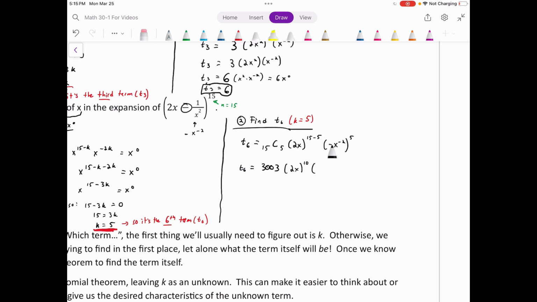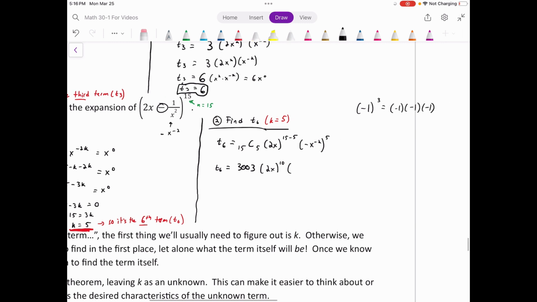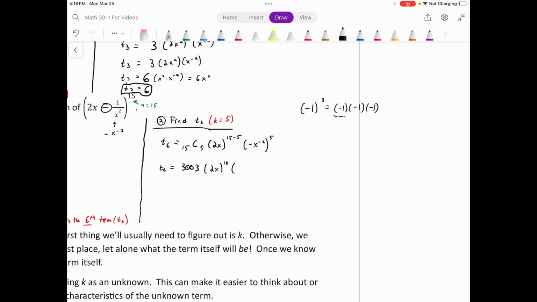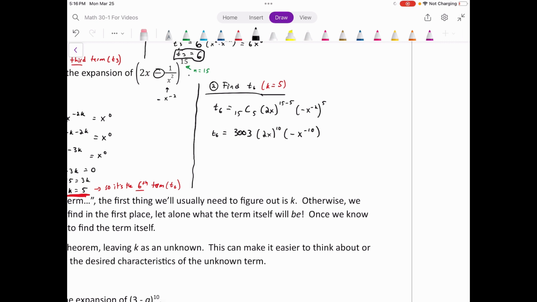Well, we have a negative being raised to an odd power. So that's going to stay negative, right? Like negative 1 cubed is negative 1 times negative 1 times negative 1. When we have a negative to an odd power, negative 1 times negative 1 is positive 1, times negative 1 gets us back to negative 1, right? Whenever we have an odd exponent on a negative base, we get a negative result. So we have to be careful here. This negative is going to be with us still. We're going to have negative x to the power of negative 10. Okay? All right. So let's just keep simplifying here.